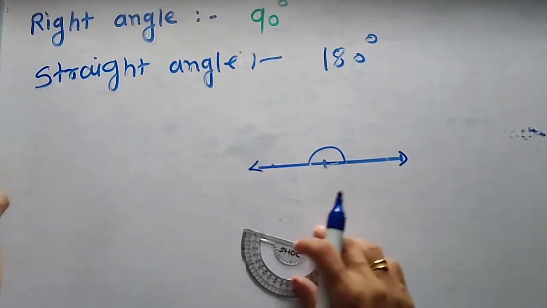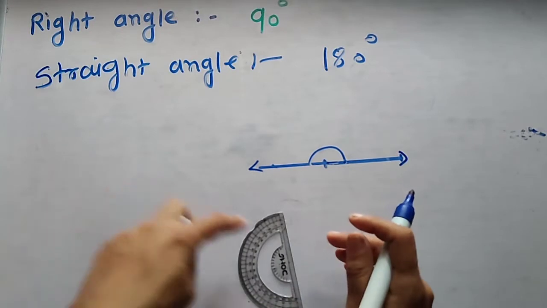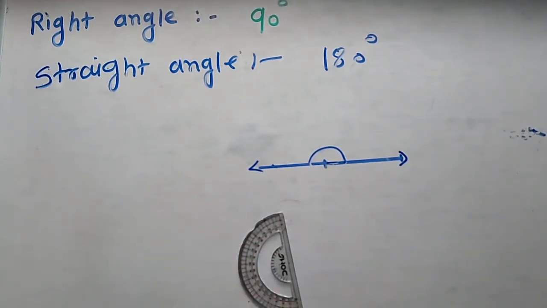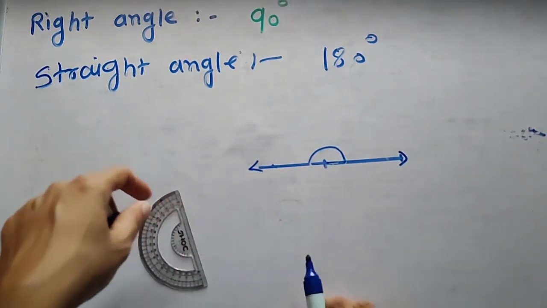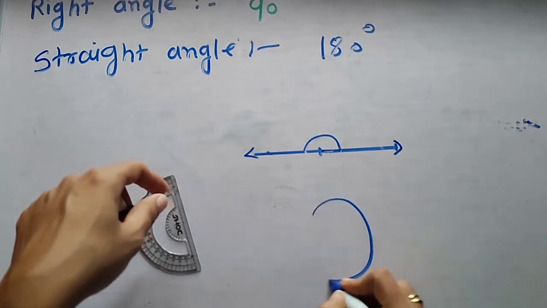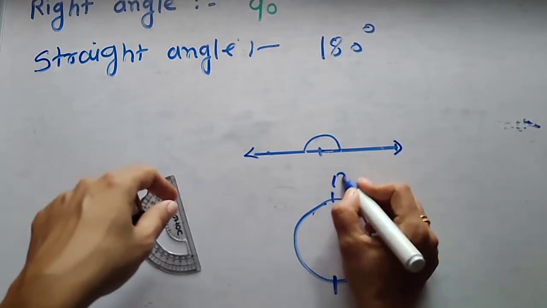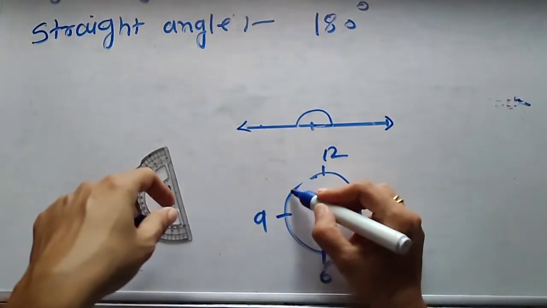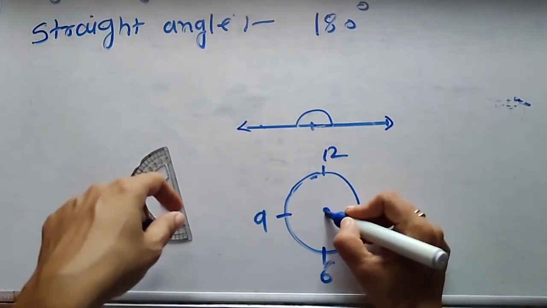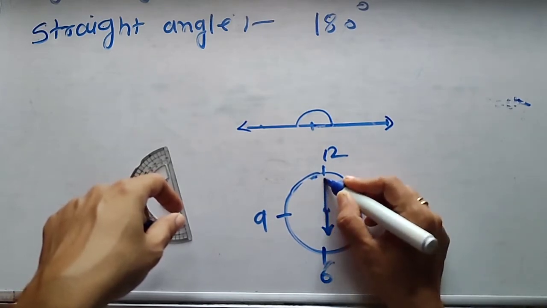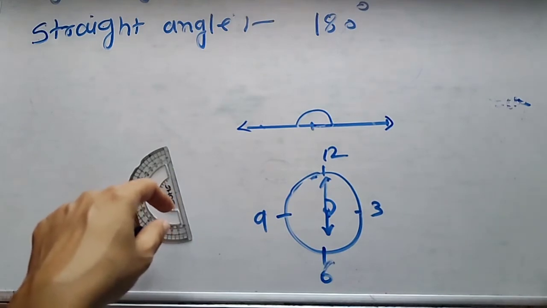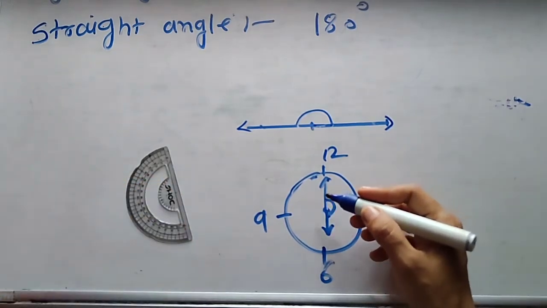An example of this angle is your scale. A scale is an example. One scale is again straight, meaning 180 degrees. Then in your clock, see here, this is 12, 6, 3 and 9. When the hour hand is on 6 and the minute hand is on 12, the angle formed is 180 degrees. So this is a straight angle.